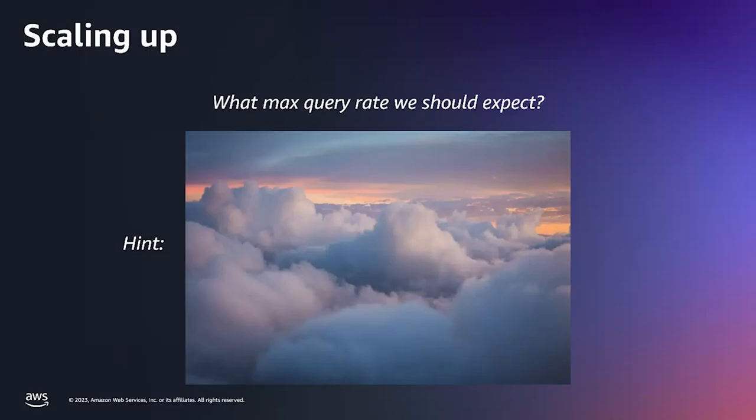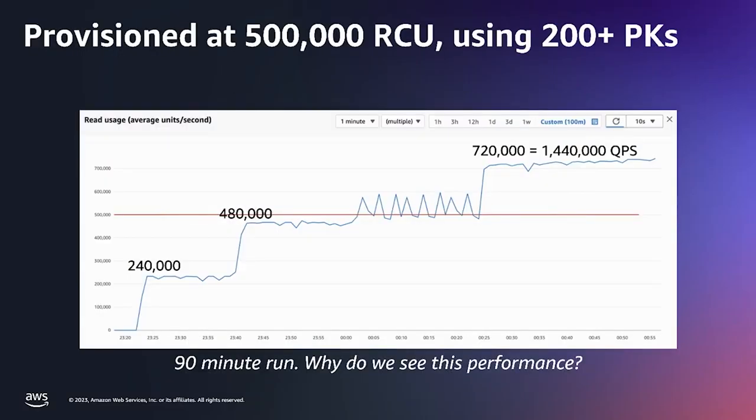Sky's the limit. All right, so what I did here, I provisioned it 500,000 RCUs. So I didn't do an on-demand table this time. I did a 500,000 RCU table. I said, I expect a lot of traffic.